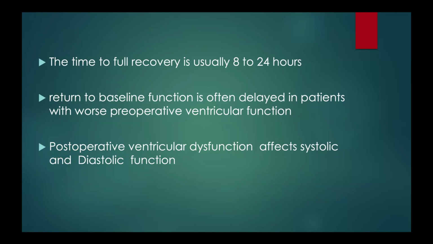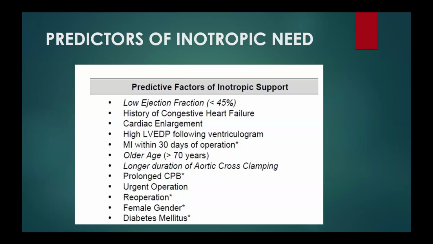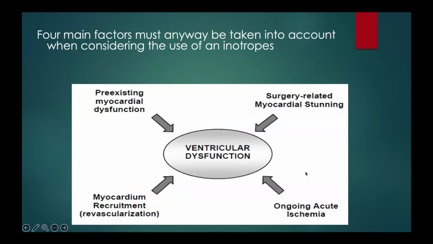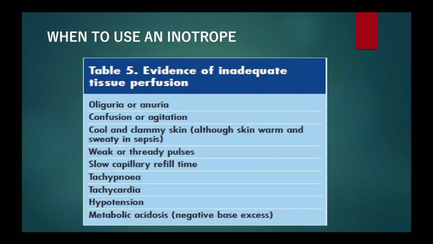Postoperative ventricular function affects systolic and diastolic function. So these are the predictors of inotropic need in patients, as I have previously mentioned, the risk factors. Ventricular dysfunction can be due to myocardial revascularization injury, ongoing acute ischemia, some new onset ischemia, surgery related myocardial stunning, or pre-existing myocardial dysfunction.